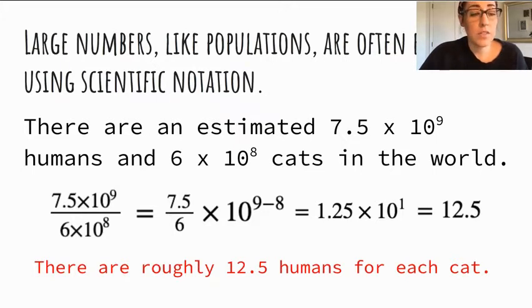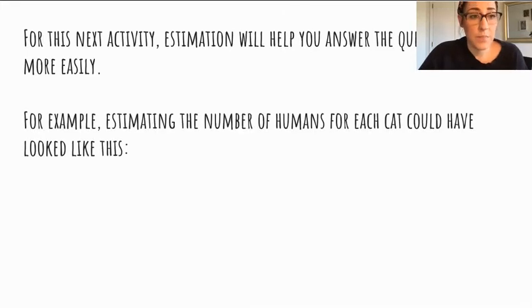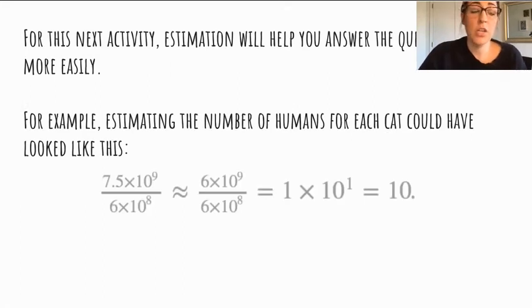Now, part of our success criteria is to use estimation. We're going to use estimation in this activity to help us think of questions much more easily. So for example, estimating the number of humans for each cat could have looked like this instead. We could have said 7.5 is close to 6 and left both of those leading factors to be 6, which we know when you divide them, they're equal to 1.